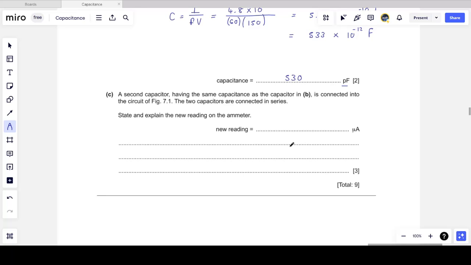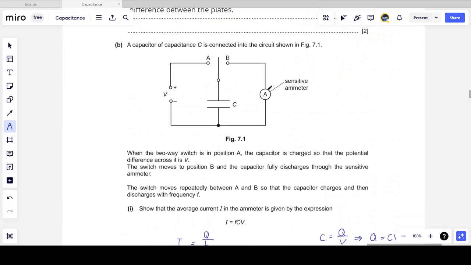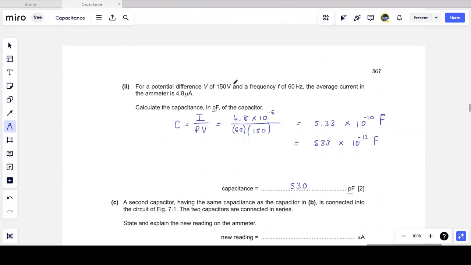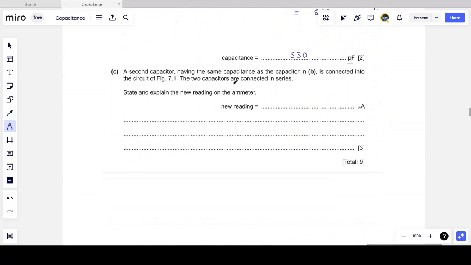We're then told that a second capacitor having the same capacitance as the capacitor in B is connected into the circuit of figure 7.1 and the two capacitors are connected in series. State and explain the new reading on the ammeter. Okay, so all I'm doing is taking the circuit and adding a second capacitor, which is identical to the first, in series with the first. So C and another C. And I want to know what happens to the reading on the ammeter. I want to know what happens to the current.